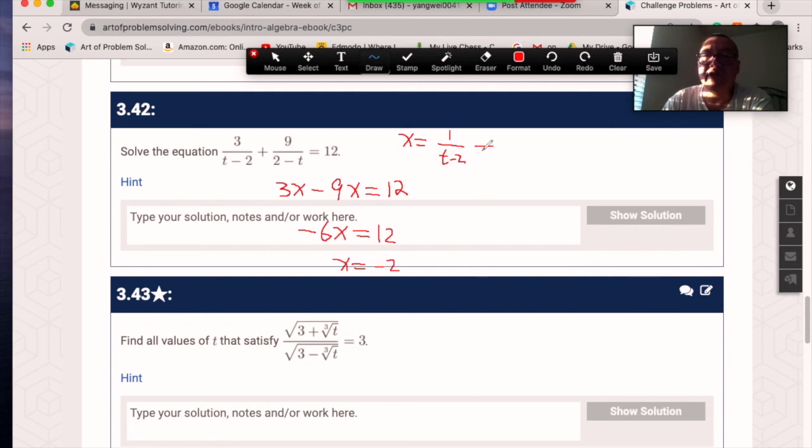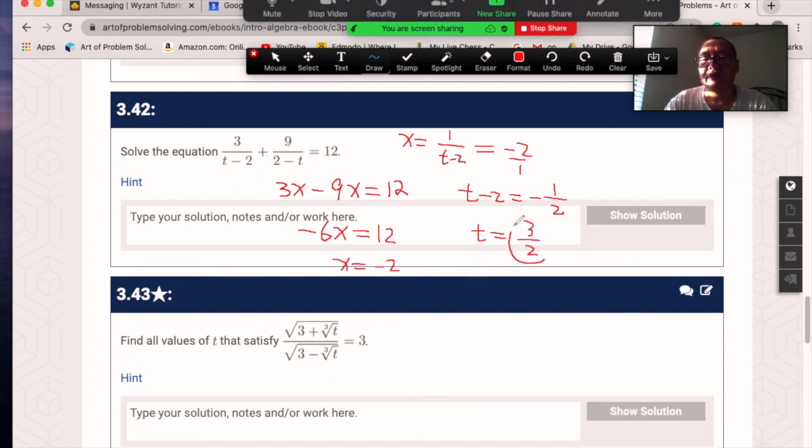Okay? After you get x equals negative 2, then you plug into the substitution equation. You can just flip this. You can also multiply both sides by t minus 2. You can also flip. You get t minus 2 equals negative 1/2. Because when you flip, you can consider this one as a fraction, right? 1 over t minus 2 equals negative 2 over 1. When you flip, the left side will be t minus 2, the right side will be negative 1/2. Then add 2 to both sides. Then you get 2 minus 1/2. So this one will be 3 over 2. So this will be the answer, right?